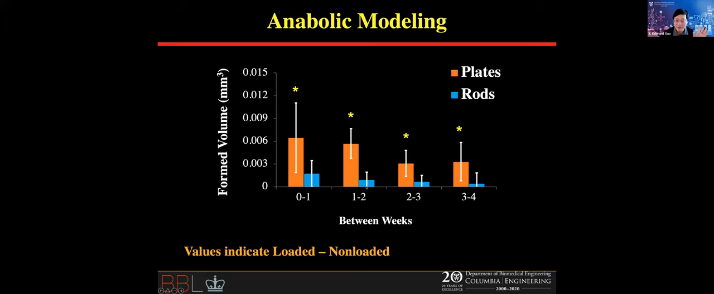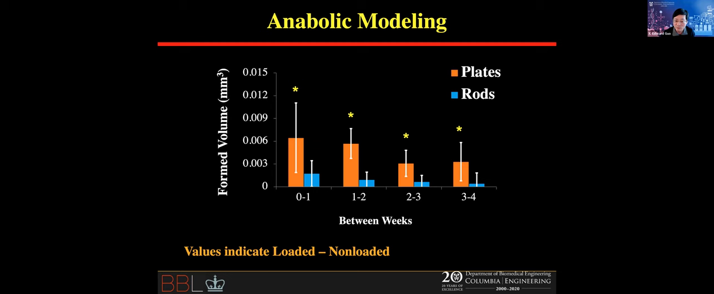you can see the significant plate, significant bone formation by anabolic modeling on plates, but not on the rod. Right, so that's what it is. When you begin loading them, they're actually adding anabolic bone, new bone, in the plate, not on the rod.